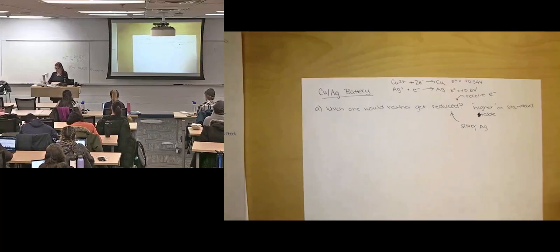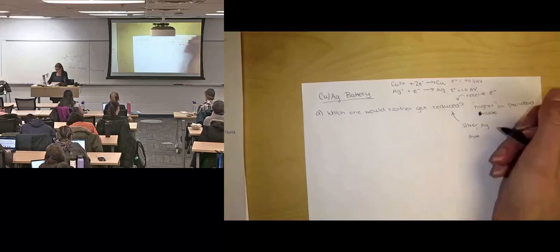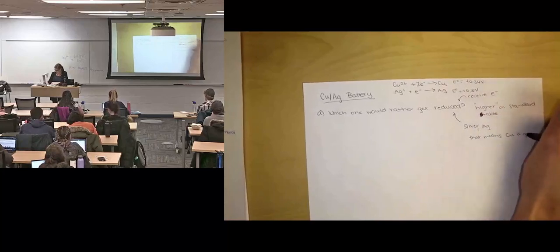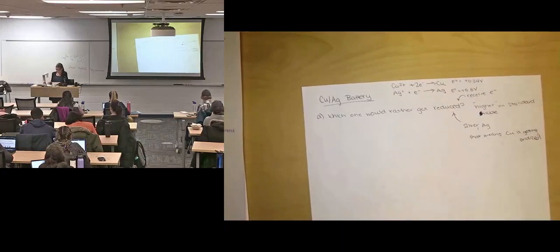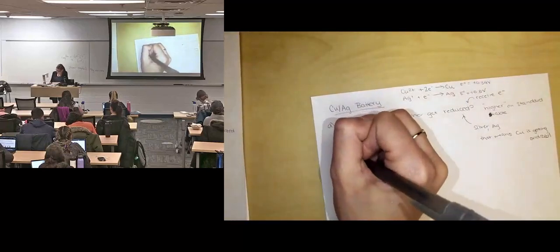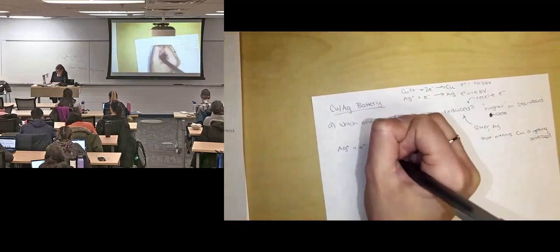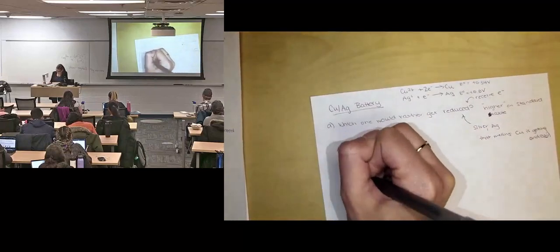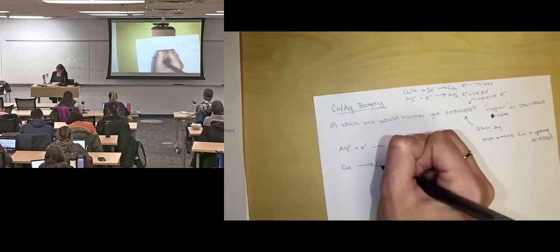Great. So then that means that copper gets oxidized. So I can write each of my half reactions here. I have silver getting reduced. Okay. And then I have now copper is getting oxidized.